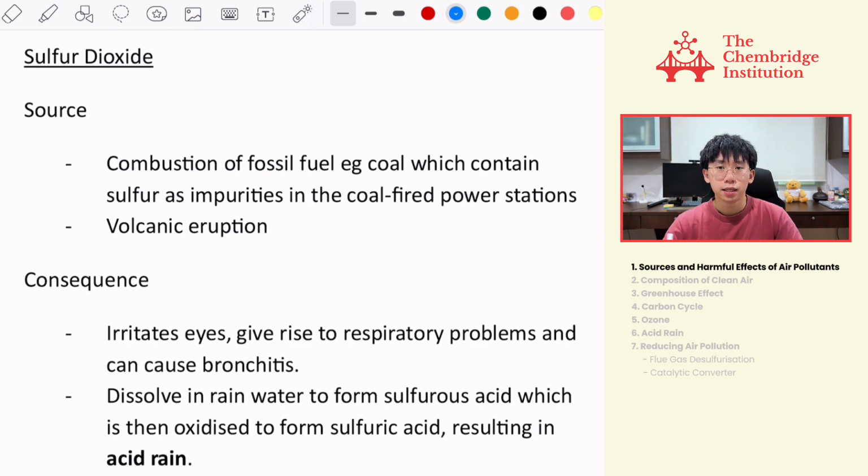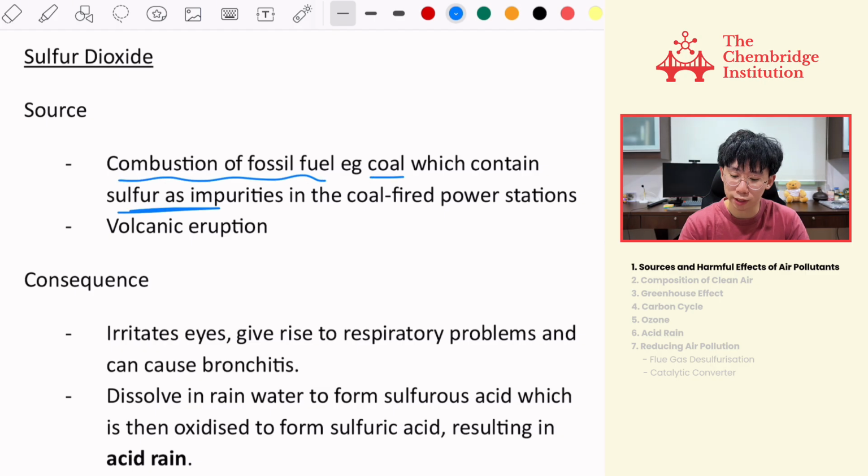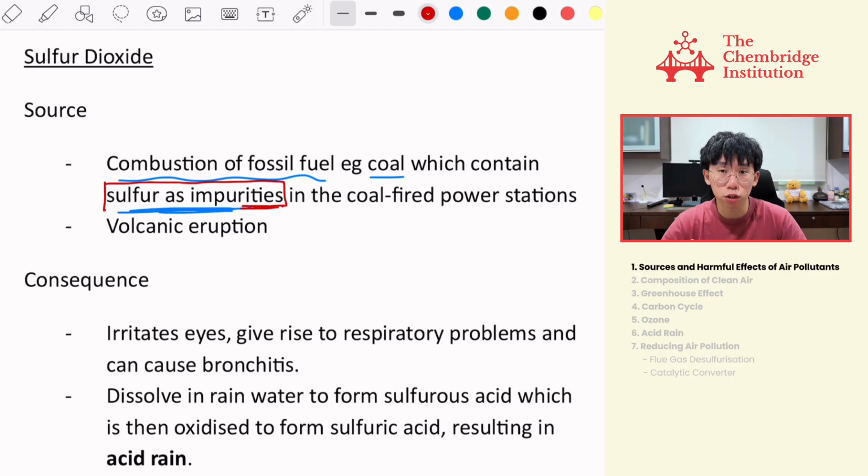Alright, and lastly, this pollutant is also very important. This is your sulfur dioxide. This is from the combustion of your fossil fuels, like coal, for example, which contains sulfur as impurities. It's very important to know that sulfur as impurities must be inside to produce your sulfur dioxide. Otherwise, there's no reason for sulfur dioxide to come up. It needs to have sulfur as impurities. Okay, and another place that it can come out is your volcanic eruptions. It's also commonly tested as a source.